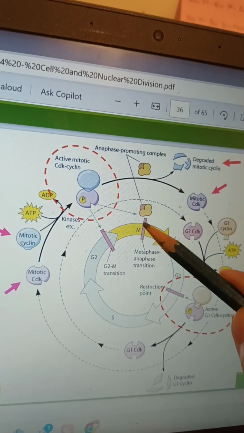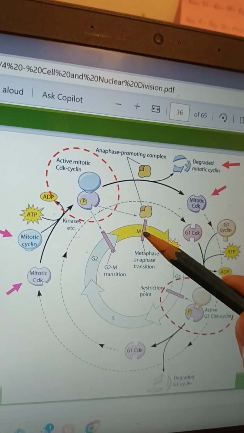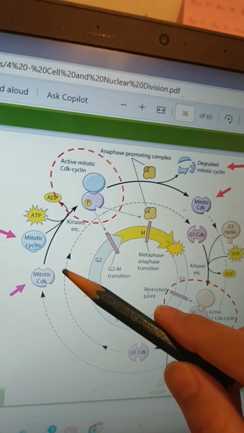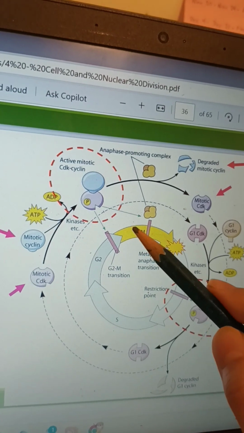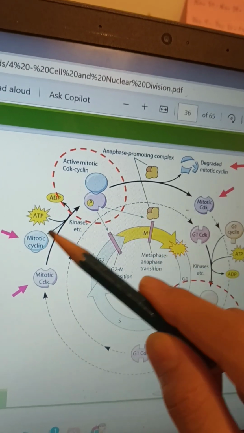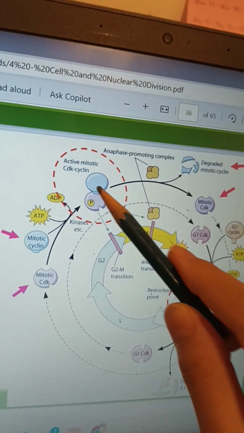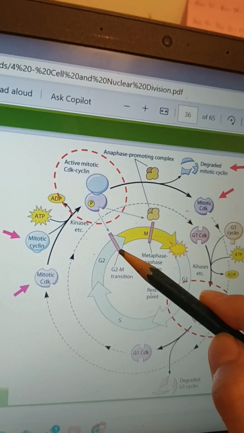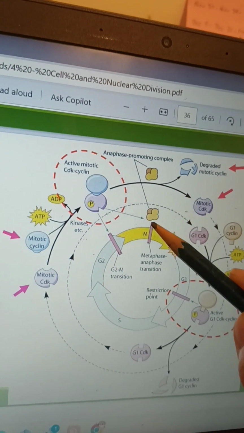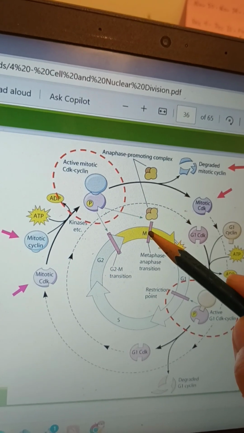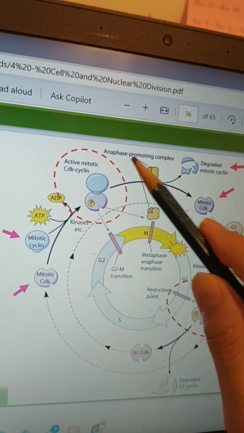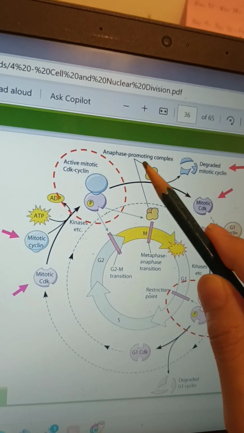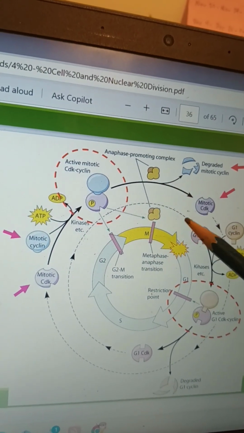So here it is in the middle of the mitosis phase. Okay, so this mitosis CDK, as soon as it reaches near the mitosis, binds with the cyclin and becomes active. We call this mitosis promoting factor, and it works from here up to here. This indicates the end of the metaphase. As soon as the metaphase is completed, we need anaphase promoting factor, and anaphase promoting factor continues the rest of the mitosis.